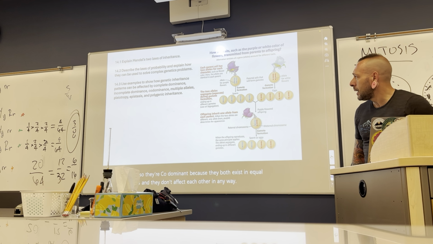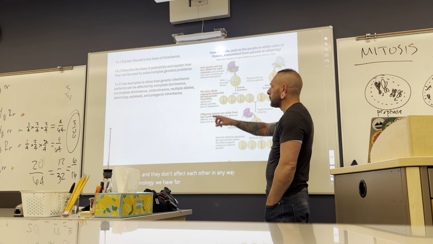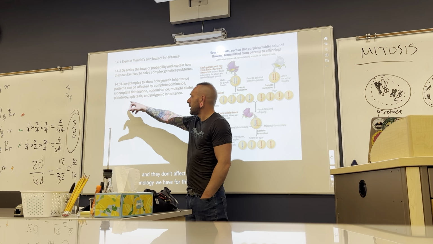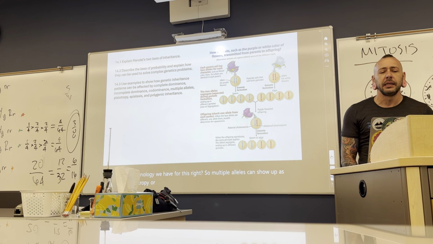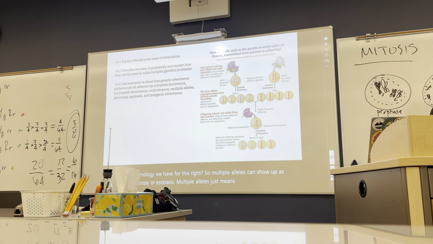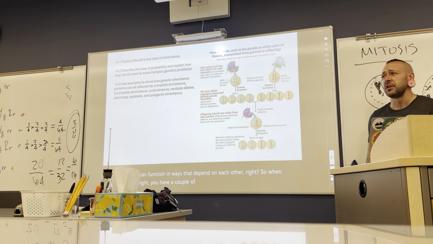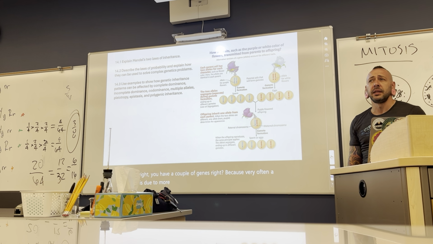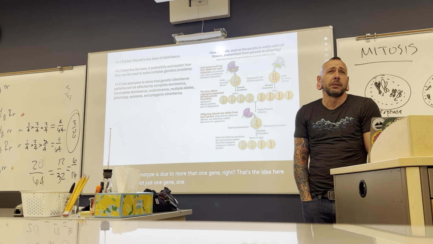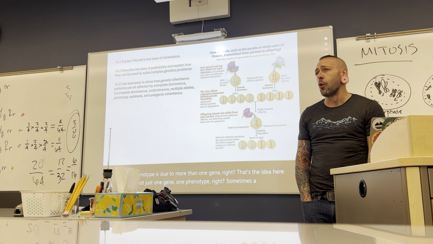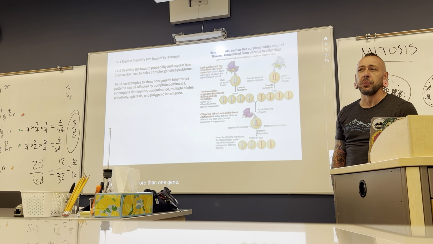Other terminology we have for this: multiple alleles can show up as either pleiotropy or epistasis. Multiple alleles just means that multiple genes can function in ways that depend on each other. Very often the phenotype is due to more than one gene. It's not just one gene, one phenotype. Sometimes a phenotype requires more than one gene for its complete expression.